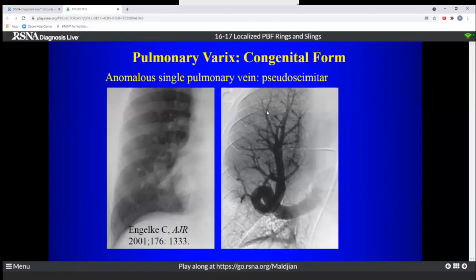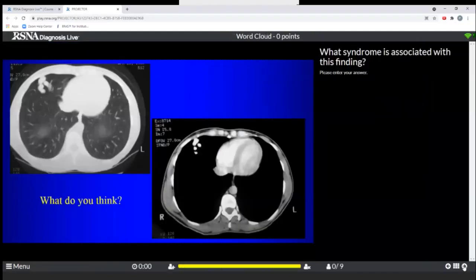And this particular appearance is called pseudo-scimitar syndrome because it looks like it should be a scimitar, but it is draining to its normal location. It is not draining to the inferior vena cava. So this has been called pseudo-scimitar. Okay. All right, so here's our next case.